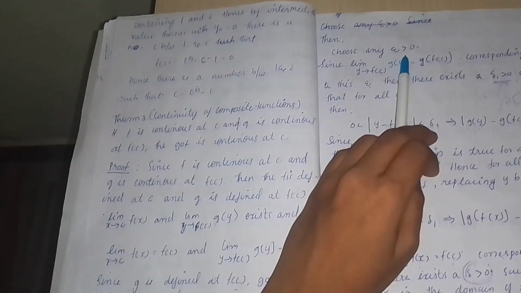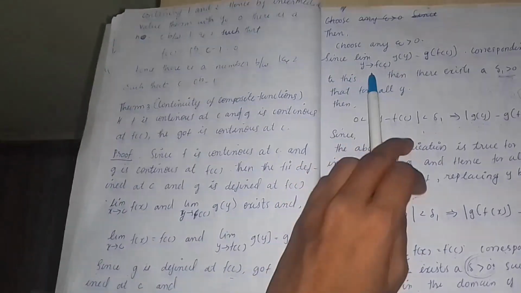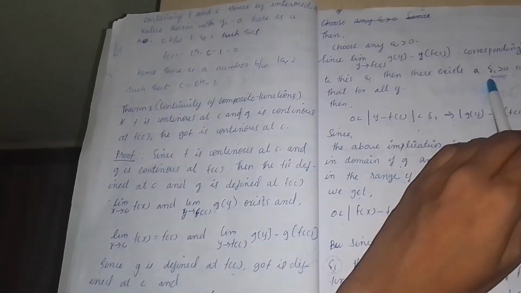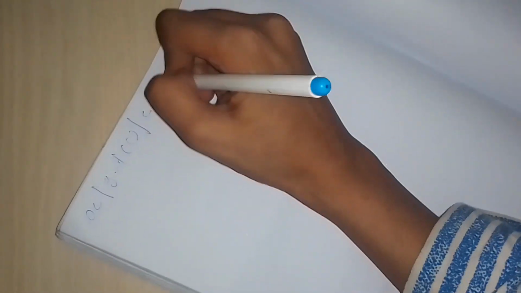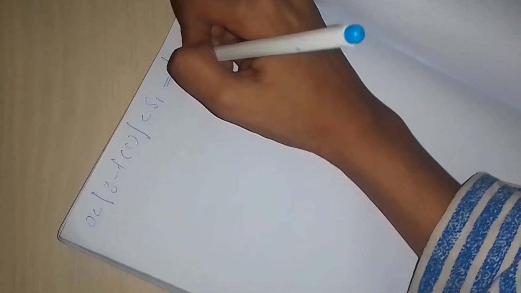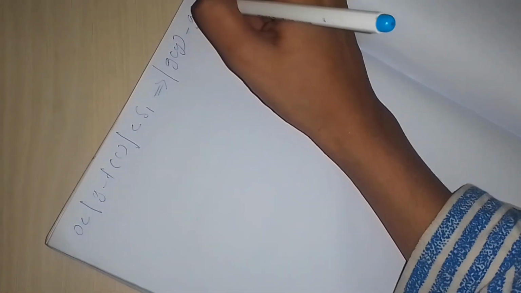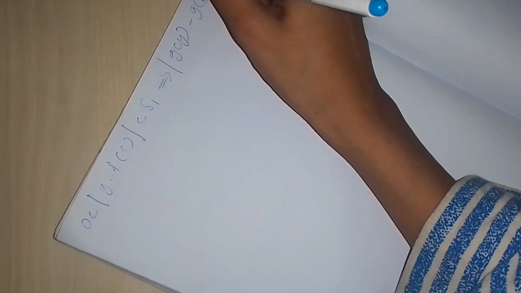Then choose any epsilon naught greater than 0. Since limit as y tends to f(c) of g(y) is equal to g(f(c)), corresponding to epsilon naught there exists delta 1 greater than 0 such that for all y, 0 is less than modulus of y minus f(c) less than delta 1, which implies the modulus of g(y) minus g(f(c)) is less than epsilon naught.